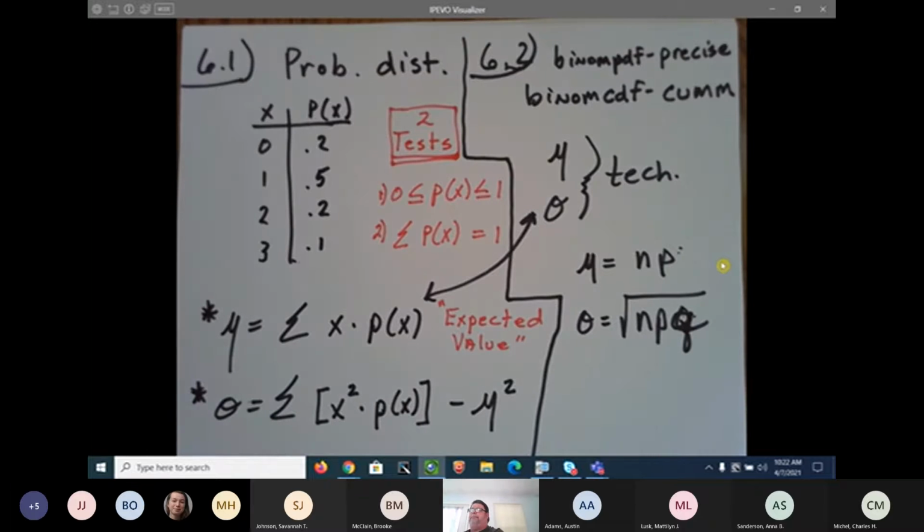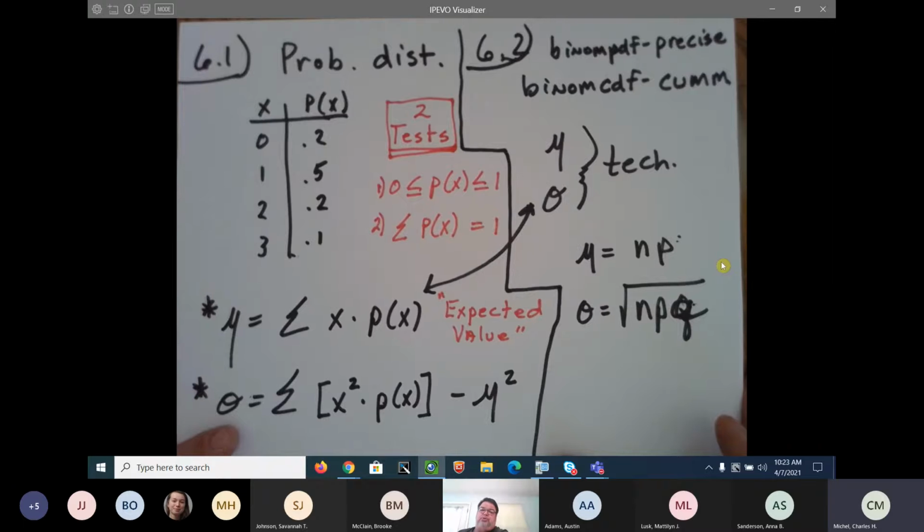Question, gripe, complaint. When you say q is the complement of p, do you mean like p plus q equals 1? Okay, thought so. Thank you. Okay.